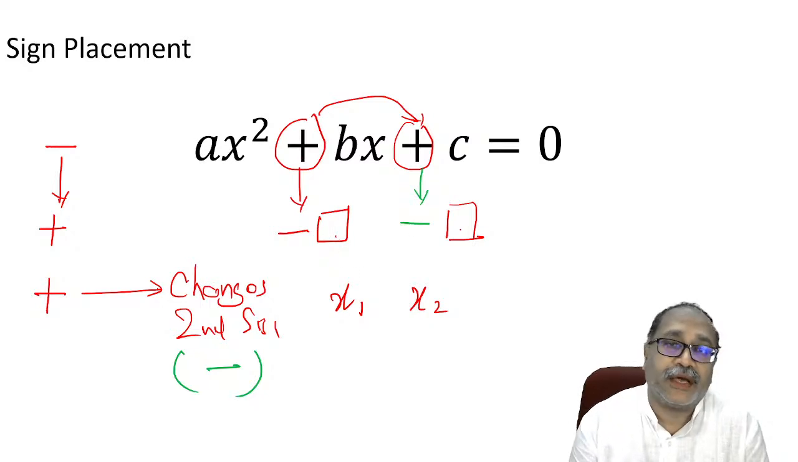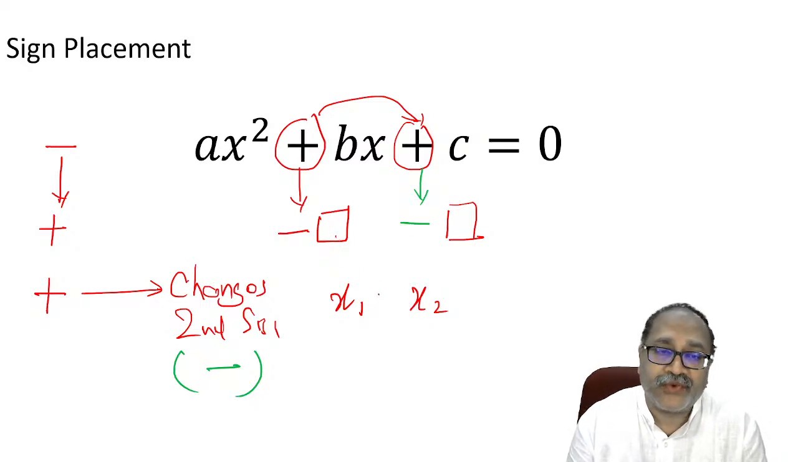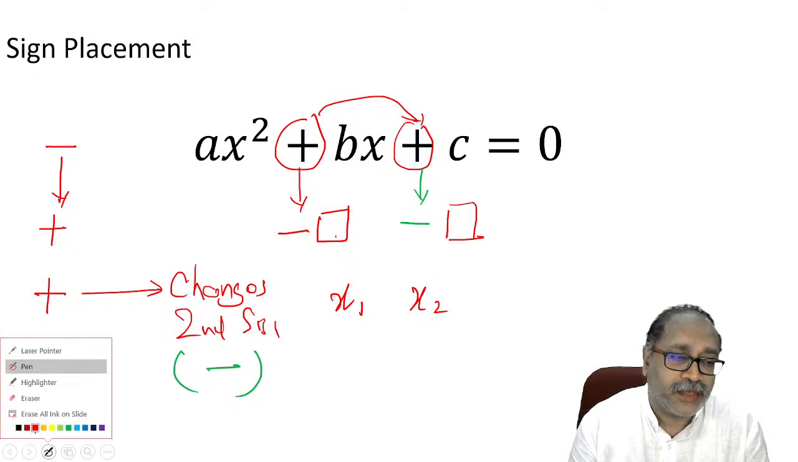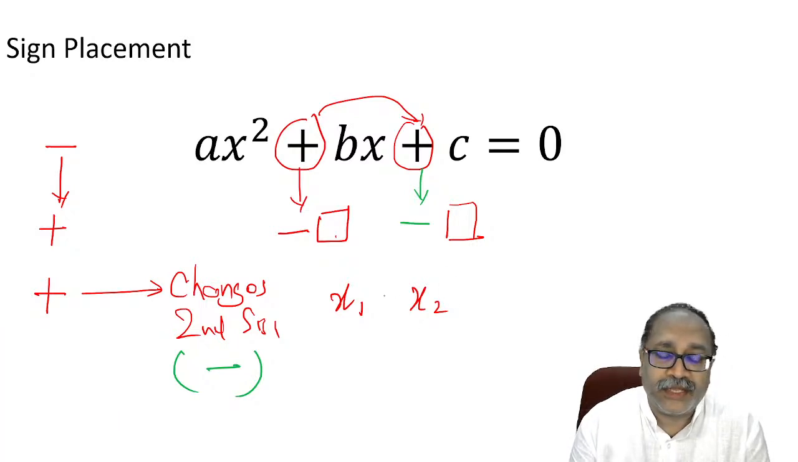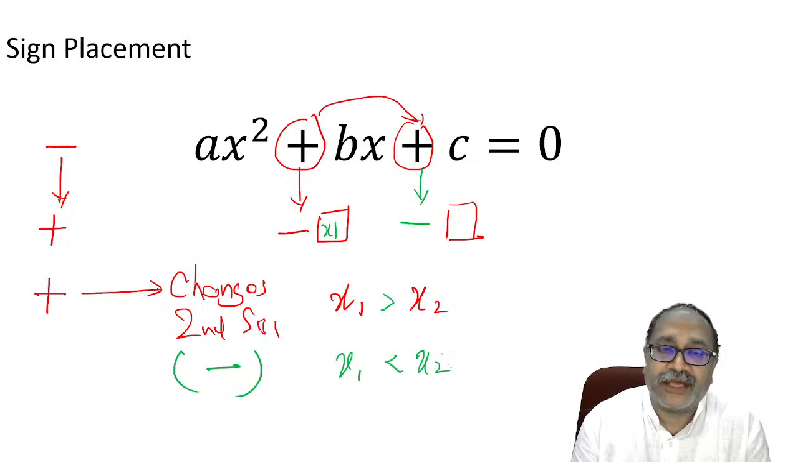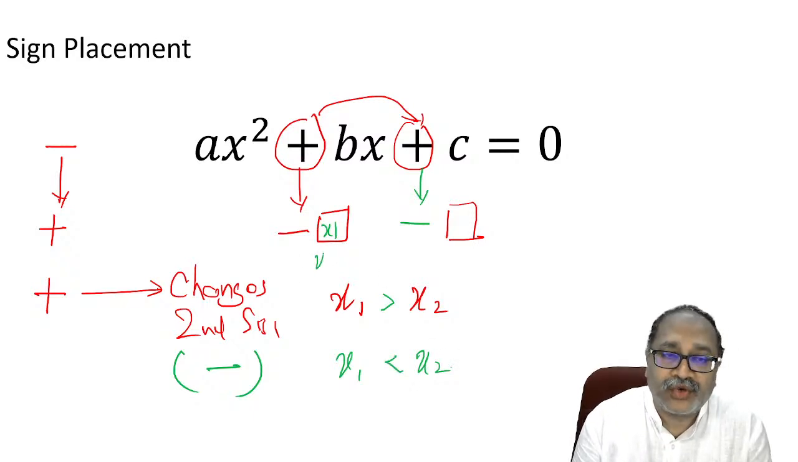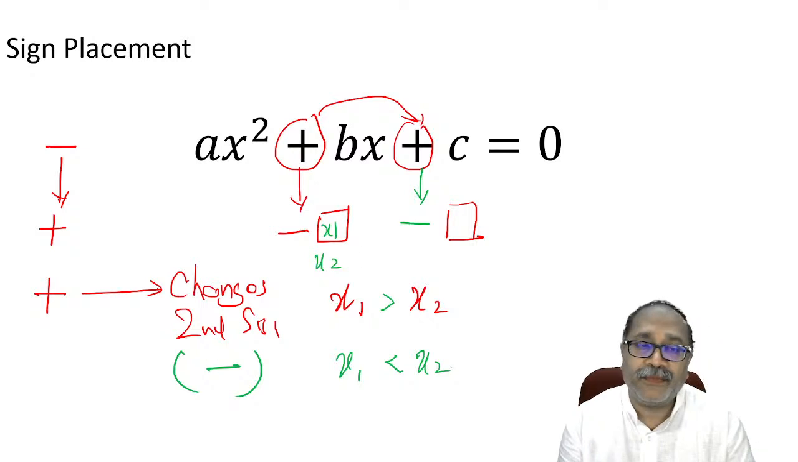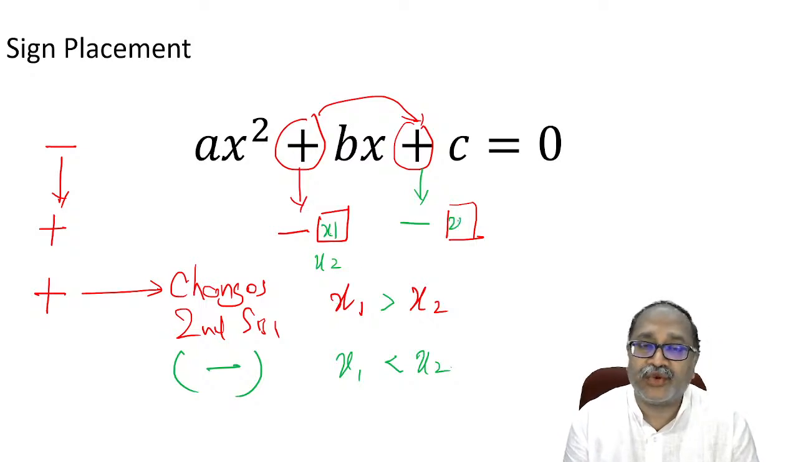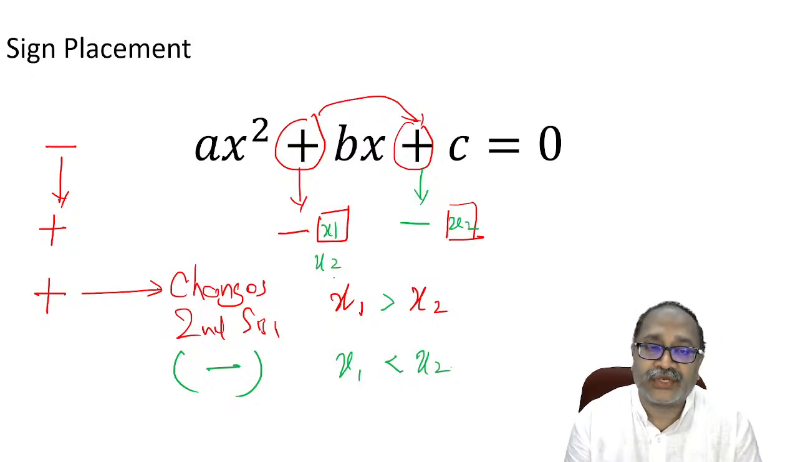One is here and the other one is here. So if x1 is greater than x2, then x1 will come over here. If x1 is here and x2 is here, and x2 is greater than x1, then x2 will come over here. And obviously if x1 is here, then x2 will be here. If x2 is here, then x1 will be here.